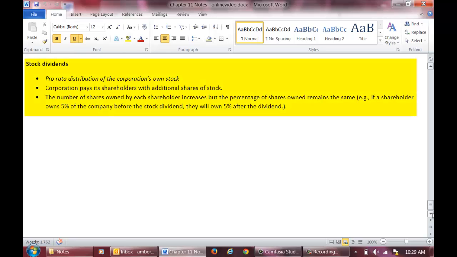Stock dividends are pro rata distributions of the corporation's own stock. Essentially, the corporation is paying shareholders with additional shares of stock. It's important to note that the number of shares owned by each shareholder increases, but the percentage owned stays the same because the dividend is pro rata.